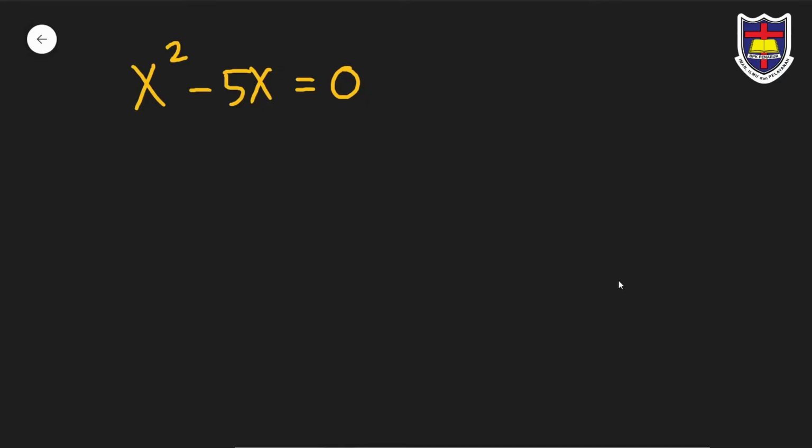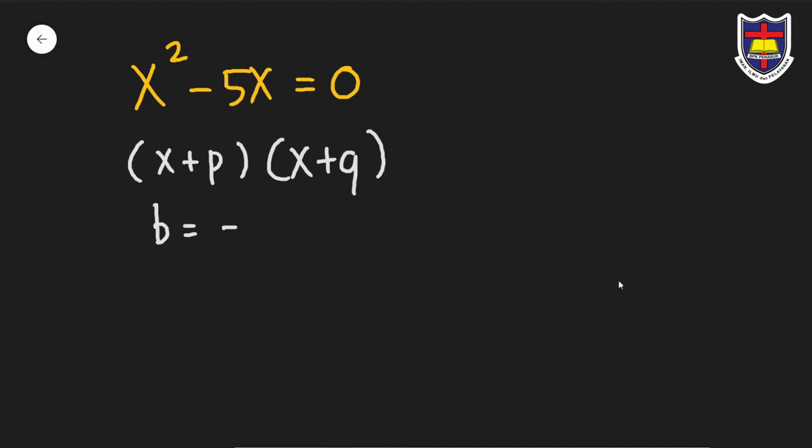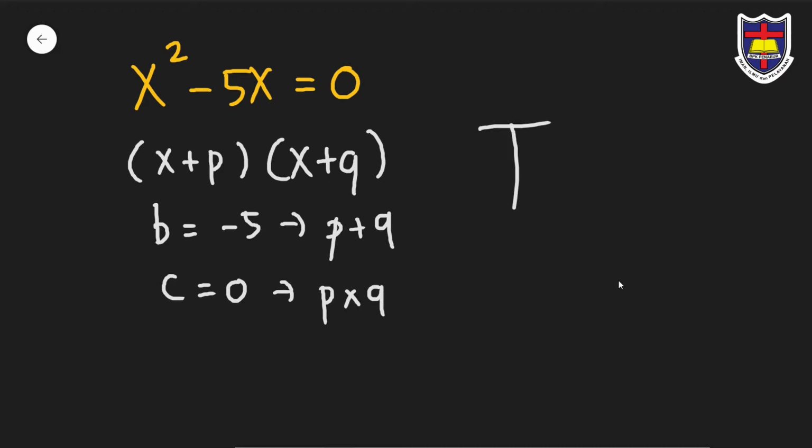Okay, so we go to our next example, x squared minus 5x equals 0. We have the factor of it as (x plus p) times (x plus q), and then b equals negative 5, so p plus q equals negative 5, and then c equals 0. So the product of it will be 0. So now we will find the factor.